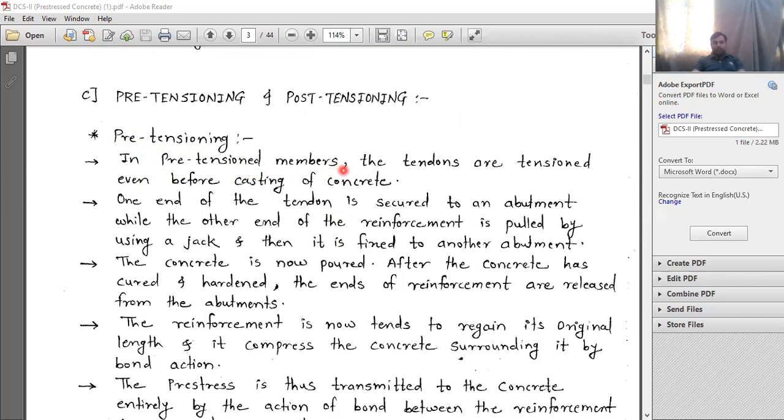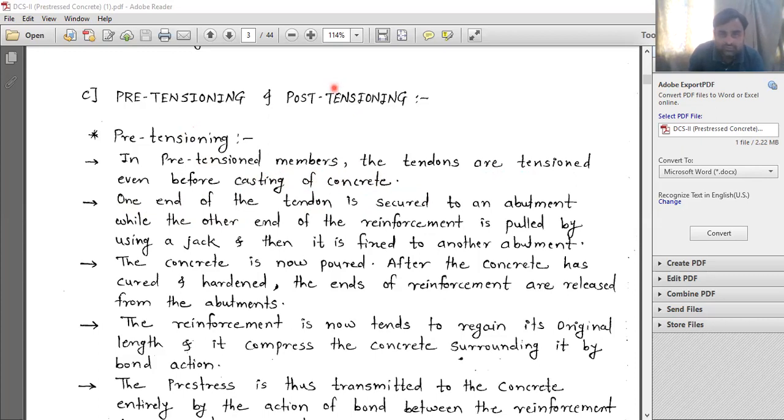In pre-tensioned members, the tendons are tensioned even before the casting of concrete. So in the first line itself, they told you what are pre-tensioned members, or what is pre-tensioning. In pre-tensioned members, the tendons are tensioned even before the casting of concrete. So what does that mean?